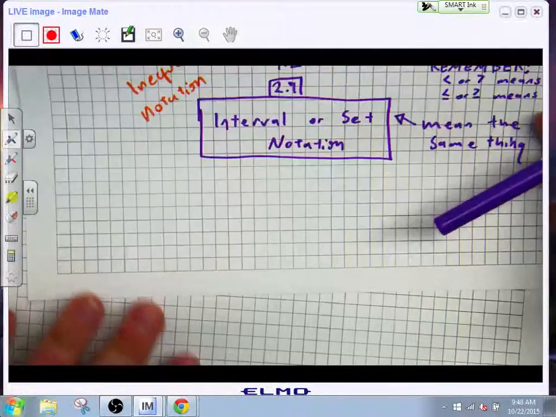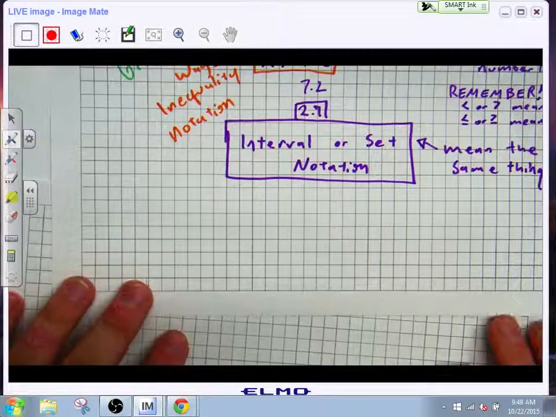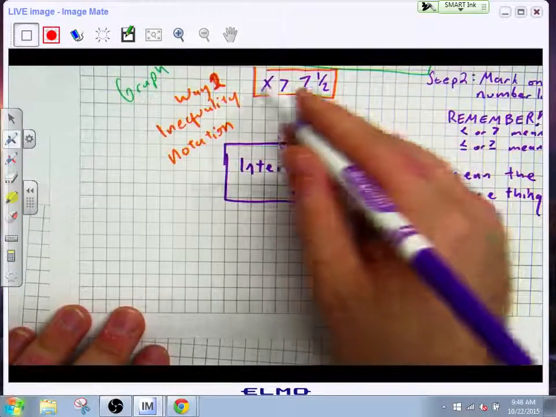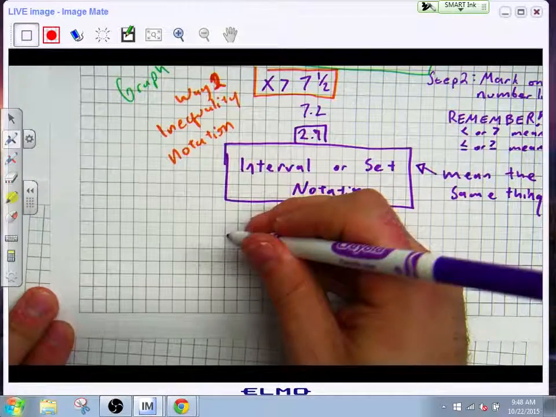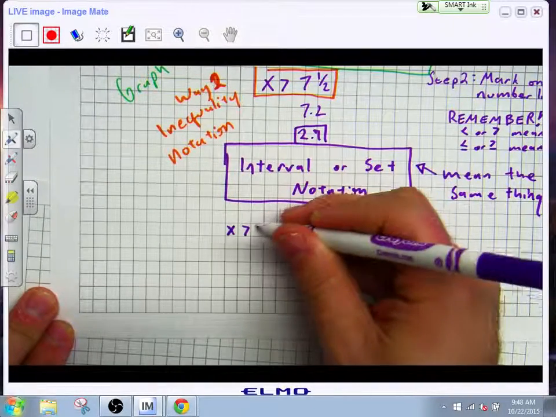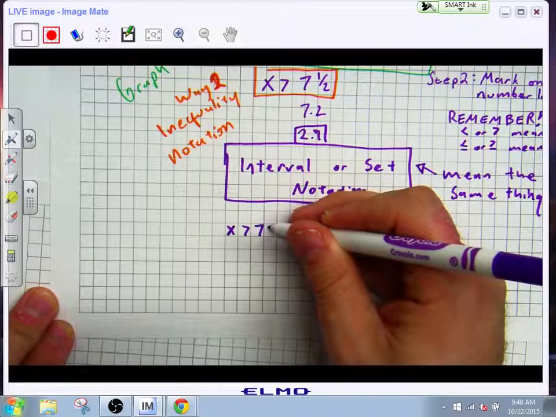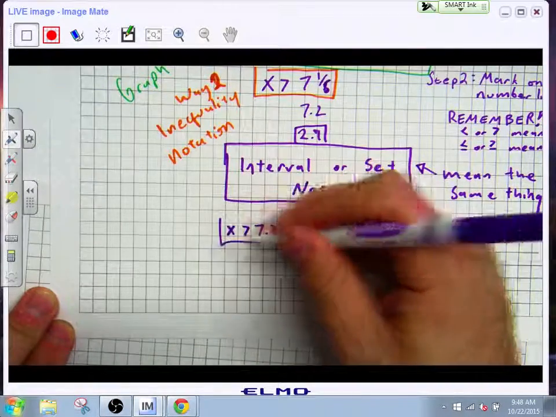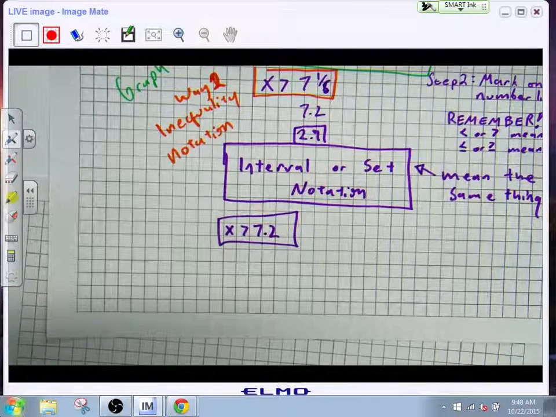And pretty much what this means is when we look at something like our inequality notation, x is greater than 7, this would be 7.5, 7.2. What I'm going to be doing is I'm going to try to express this in as little information as possible, or as small of a notation as possible.